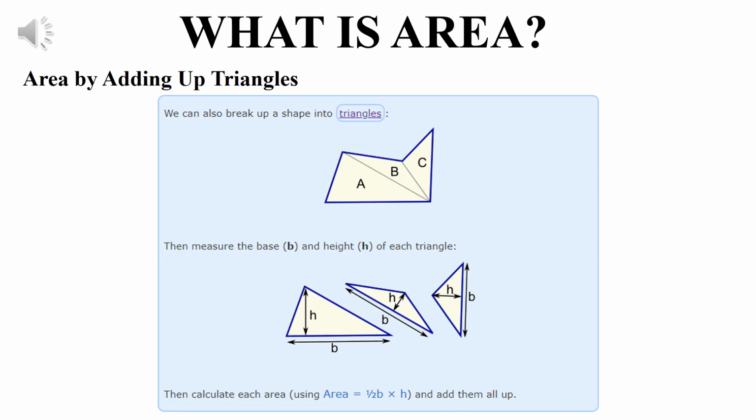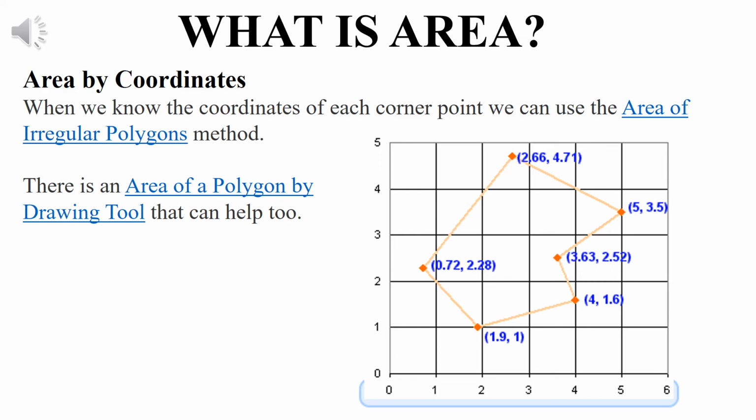Area by adding up triangles. We can also break up a shape into triangles, then measure the base and the height of each triangle, then calculate each area using area equals 1/2 b times h and add them all up. Area by coordinates. When we know the coordinates of each corner point, we can use the area of irregular polygons method. There is an area of a polygon by drawing tool that can help too.